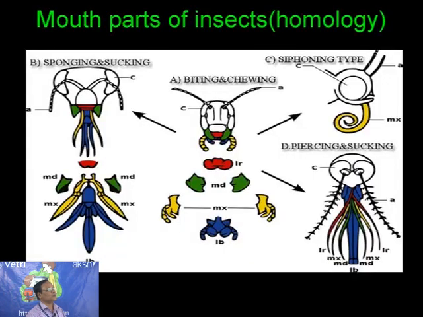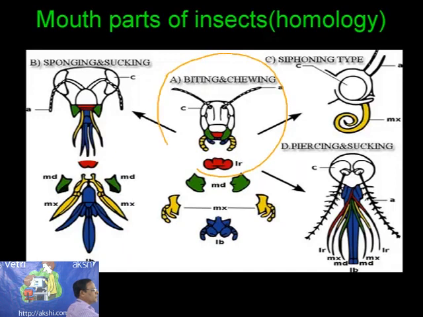Now here are given the mouth parts. The primitive type of mouth parts, the basic ancestral mouth parts, is nothing but the biting and chewing type. In the case of mouth parts, we have the labrum, the upper lip, the labium, the lower lip, the mandibles for cutting and chewing, and then we have the maxilla. These are the basic components of the mouth parts of any insect.